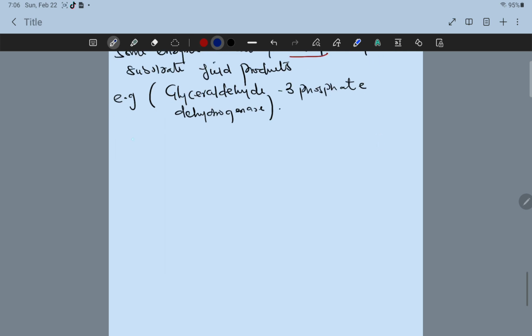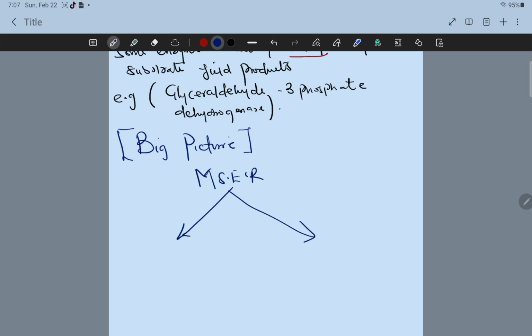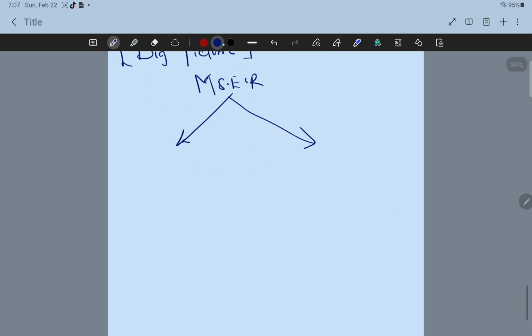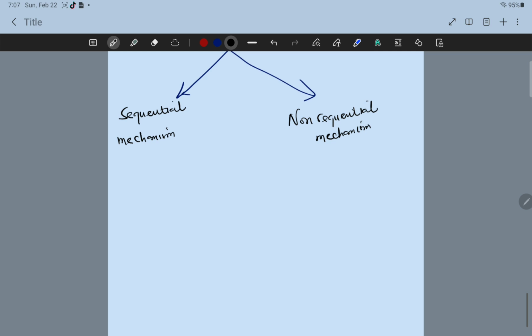So now this is the big picture. MSCR, multi-substrate enzymatic reaction, is broken down into 2 major categories. This is where I want you to pay full attention: the sequential mechanism and the non-sequential mechanism. So when you have sequential and non-sequential mechanism, what does this entail? Let me explain quickly.